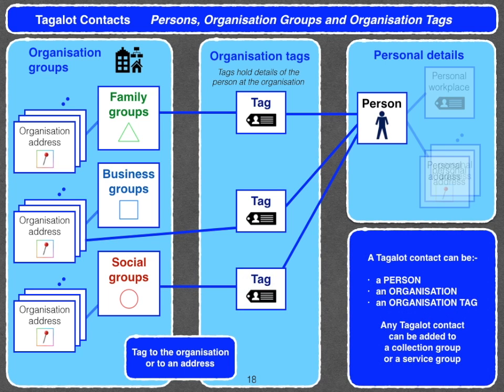Just to emphasize the feature, a Tagalot contact can be from any of the three columns shown, namely a person, organization, or tag.